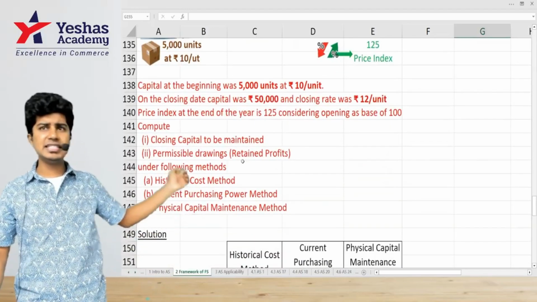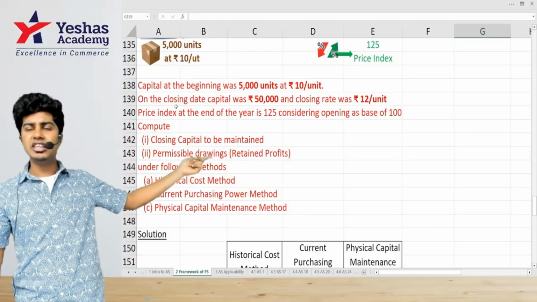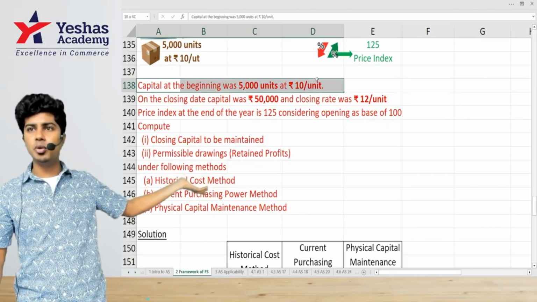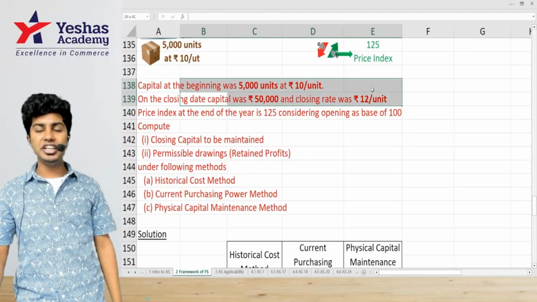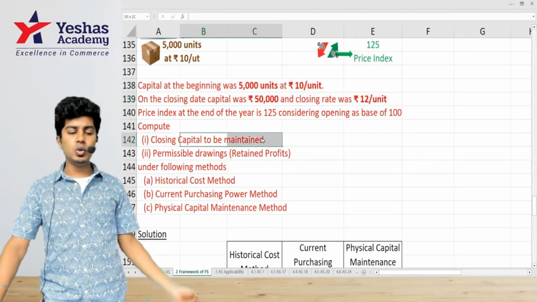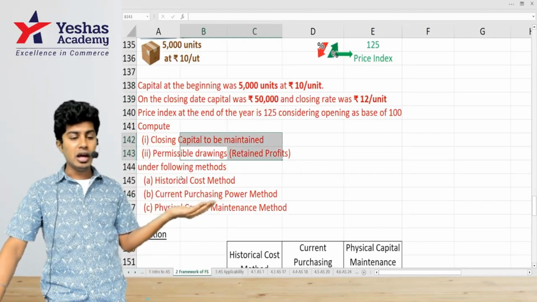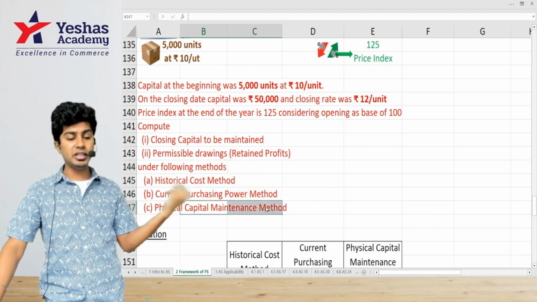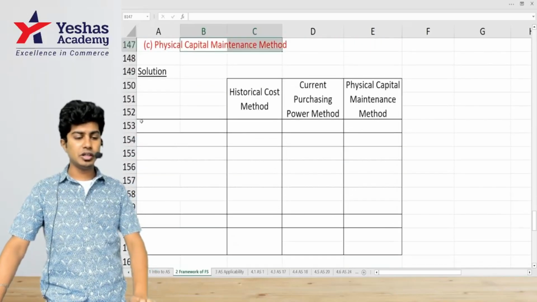Let's write down the answer. This is the same question, presented in the form of statements. Capital at the beginning is 5,000 units at rupees 10. Closing capital is 50,000. Rate per unit is 12. Price index is 125. Identify the closing capital to be maintained and the maximum amount that can be withdrawn under historical cost method, purchasing power method, and physical capital method. Let's do historical cost method.